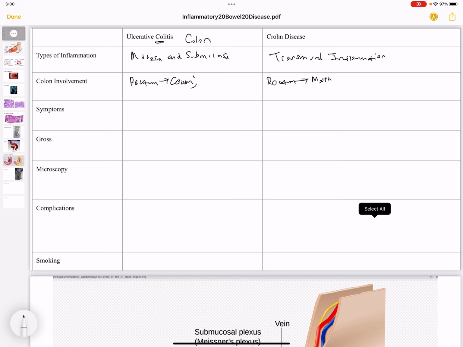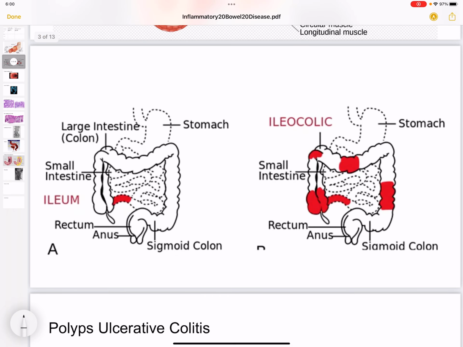Now, one of the other things that you need to know about ulcerative colitis and Crohn's disease is that with ulcerative colitis, the inflammation is going to be continuous, whereas in Crohn's disease, the inflammation is going to skip around. So the lesions are going to skip around. If you take a look at this image, for example, here's an example of what you would expect with a patient who has Crohn's disease. These inflammations are skipping segments. They're not continuous.